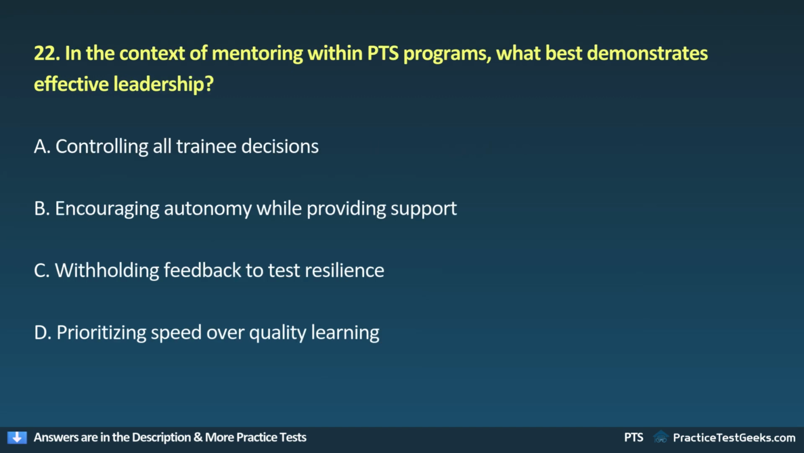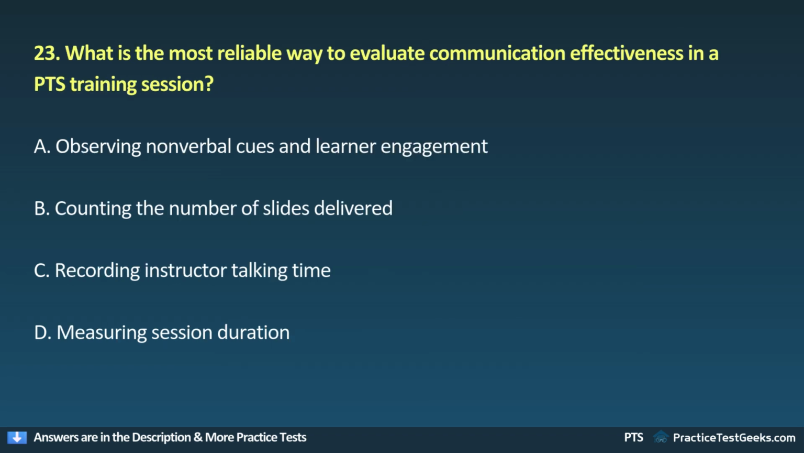22. In the context of mentoring within PTS programs, what best demonstrates effective leadership? A. Controlling all trainee decisions. B. Encouraging autonomy while providing support. C. Withholding feedback to test resilience. D. Prioritizing speed over quality learning.